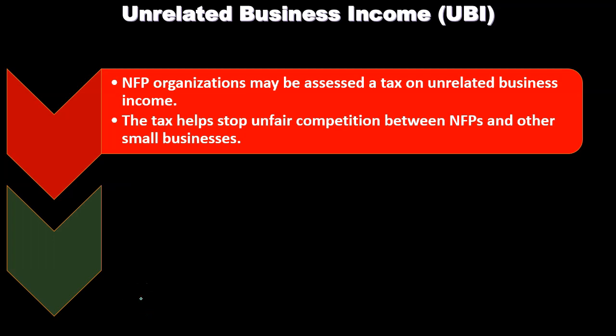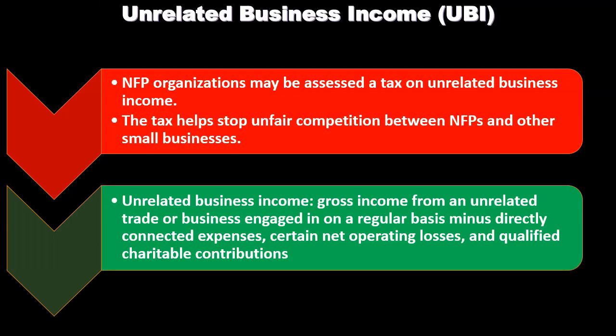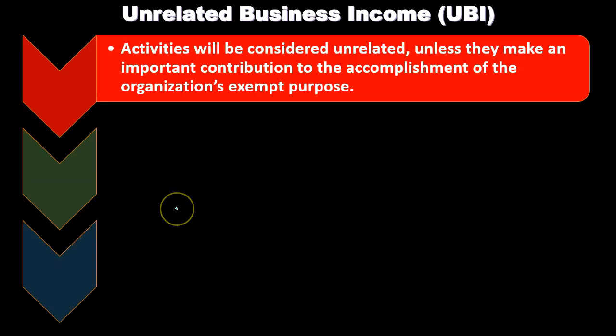So the tax helps to stop unfair competition between not-for-profits and other small businesses. Unrelated business income is gross income from an unrelated trade or business engaged in on a regular basis minus directly connected expenses, which is in essence the net income of that type of activity that is happening, certain net operating losses, and qualified charitable contributions. Activities will be considered unrelated unless they make an important contribution to the accomplishment of the organization's exempt status.